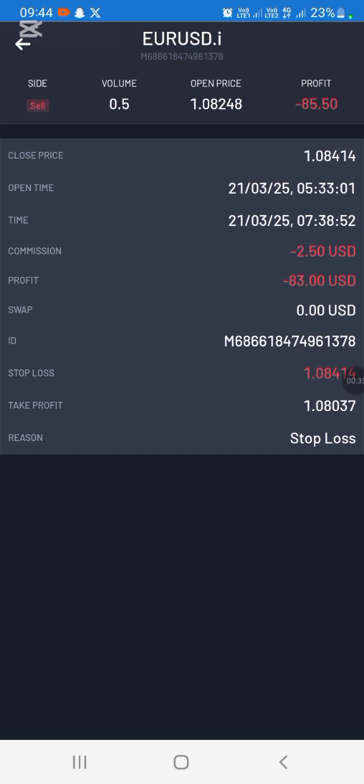I know I only post analysis here, but today I just want to give you guys a trade breakdown and why I took a loss on this Euro-USD trade, as you can see, and what I could have done to avoid it. So this trade was from yesterday.